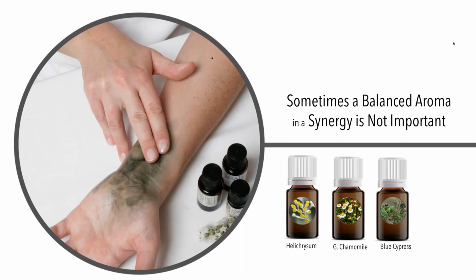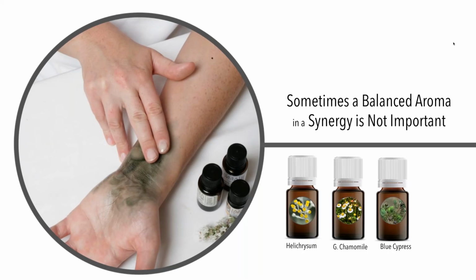Helichrysum, German chamomile, and blue cypress here are excellent anti-inflammatories. They're also naturally analgesic and nervine. In this synergy, I don't need the oils to smell pretty or balanced. I just want them to work. So I've blended them in equal proportions. So what that means is all I'm really smelling is German chamomile and maybe a touch of helichrysum. Blue cypress almost completely lost in terms of aroma.